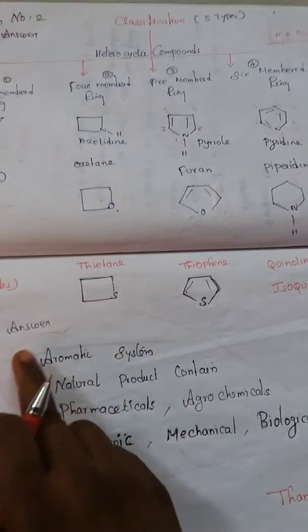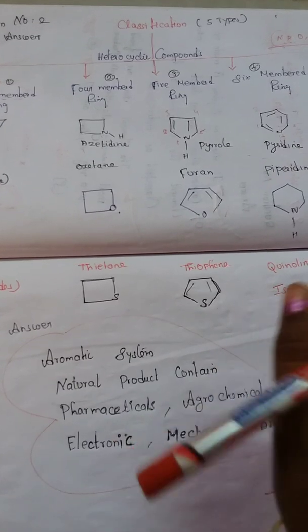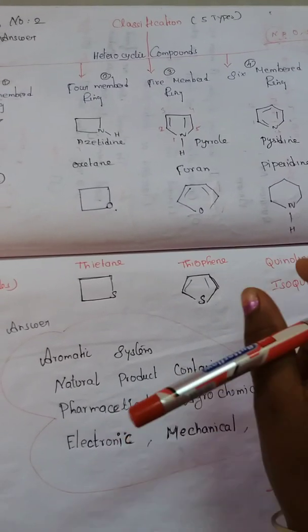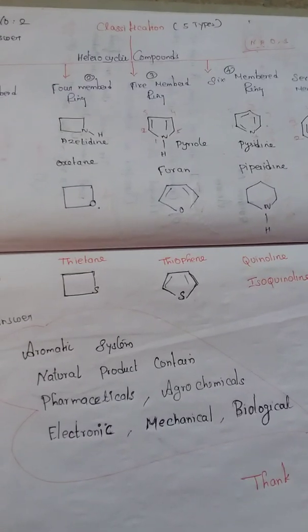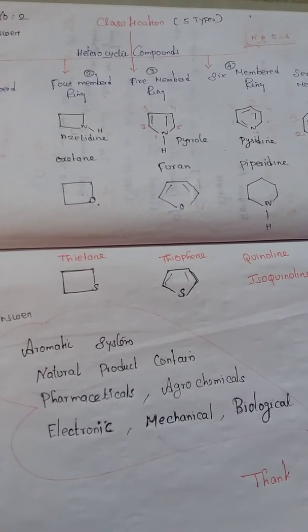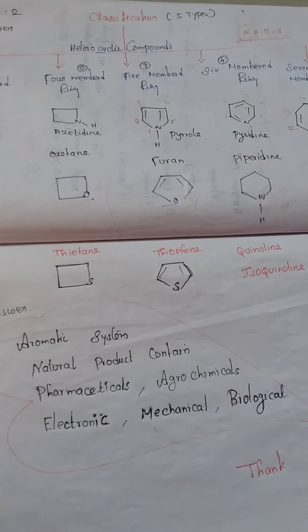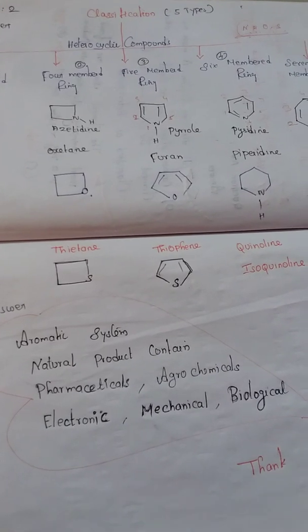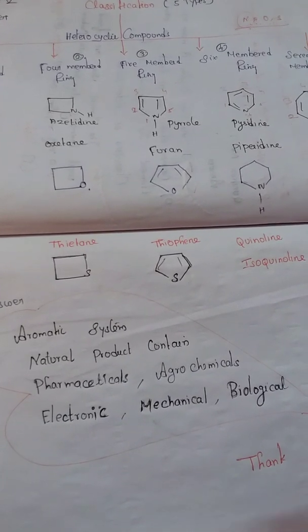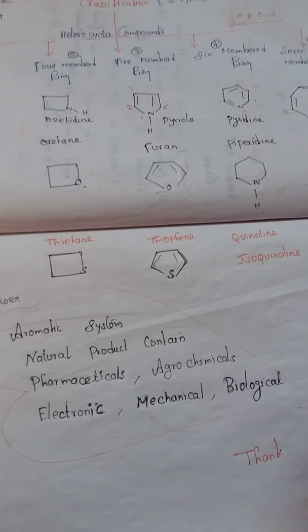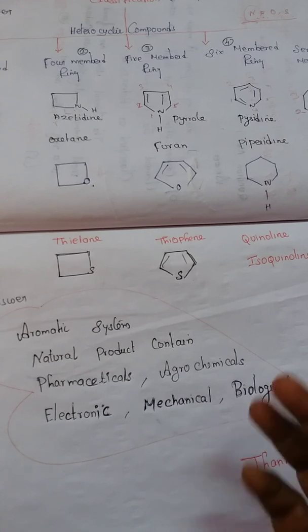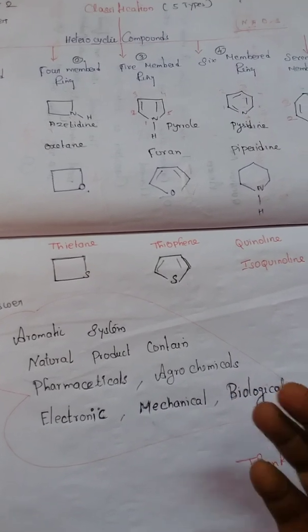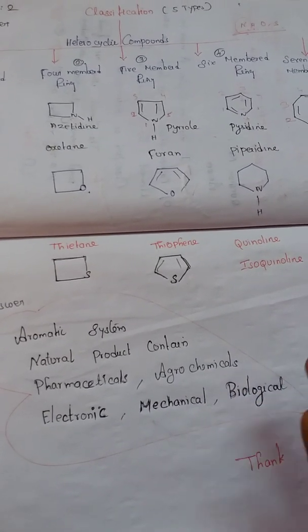Next, the uses of heterocyclic compounds. They are used in aromatic systems, and natural products containing them have medicinal properties, as well as in pharmaceuticals and agrochemicals. They are also the main building blocks of electronic, mechanical, and biological materials.